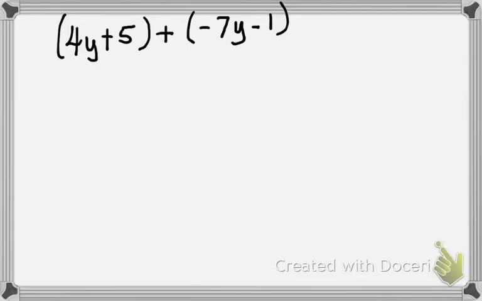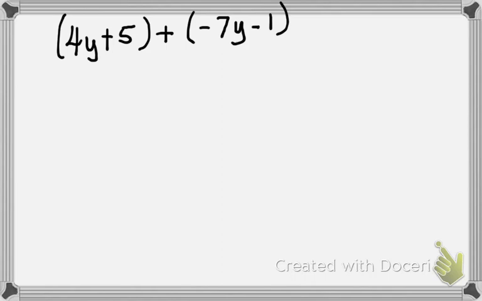Alright, in this video I'm going to show you how to add polynomials. So if you see, I have two parentheses and I have two binomials. A binomial is when you have a monomial being added or subtracted by another monomial. Anyway, these are both binomials.